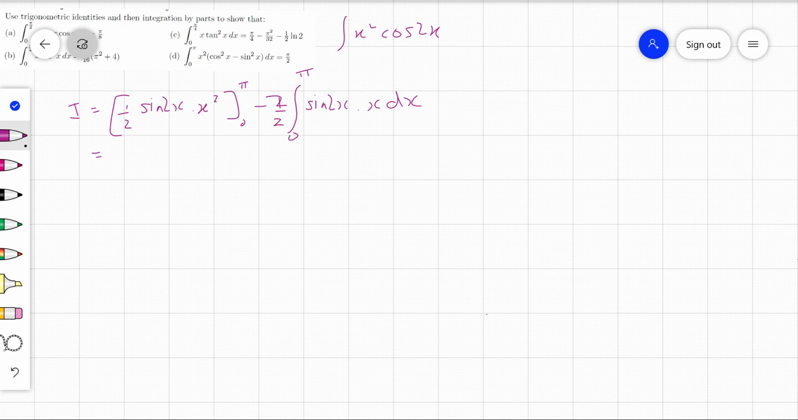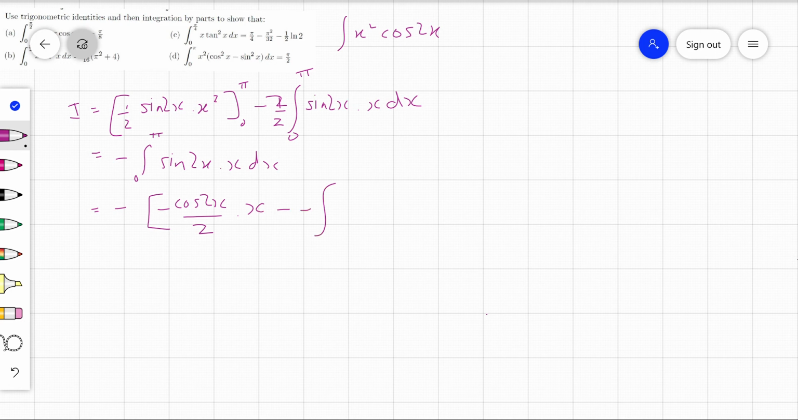Then we've got minus 1 lot of this integral. So that's all we're dealing with, minus 1 lot of sine 2x times x dx. So we need to do this again. So let's have a go. We've got minus out the front. We are integrating sine 2x. Sine 2x becomes minus cos 2x on 2. We're going to leave the x there.